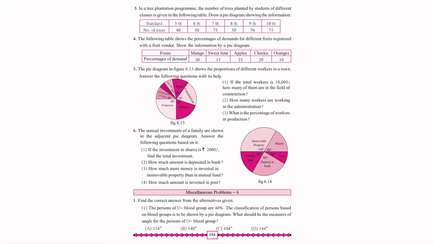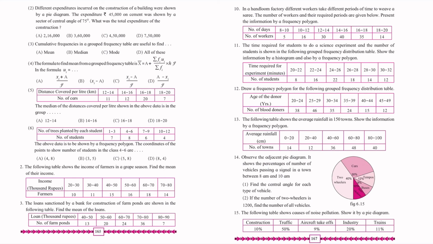Next on page number 164, there is a continuation of practice set 6.6. From that, question number 5 and question number 6 are reduced. From miscellaneous problems 6, on page number 165 you can see question number 2, this one, and question number 4, this one, are reduced. Next, the 14th question is reduced. On page number 168, the 16th question is removed.